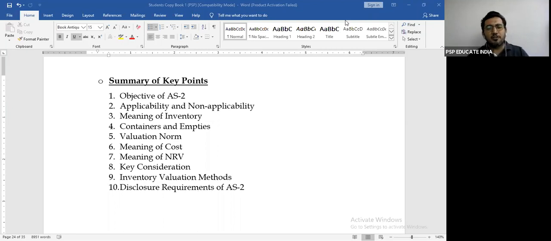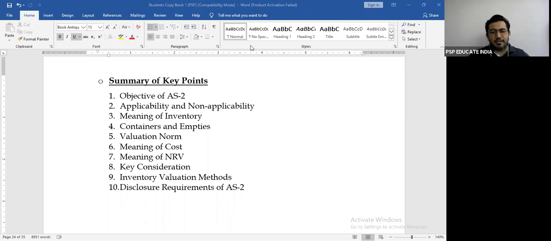After that, we saw what cost will exclude. So we've already seen what will be included. We've already seen that all the cost necessary to bring the inventory to its present location and condition will be included. If your inventory is a qualifying asset, interest cost will also be included. And if you have any kind of amortization which helps you in producing inventory, then that amortization per unit will also be added. Right? After that, you have exclusions. We have already seen abnormal losses will never be included. Refundable taxes will never be included. Selling and distribution costs will never be included, and administrative overheads will also never be included.